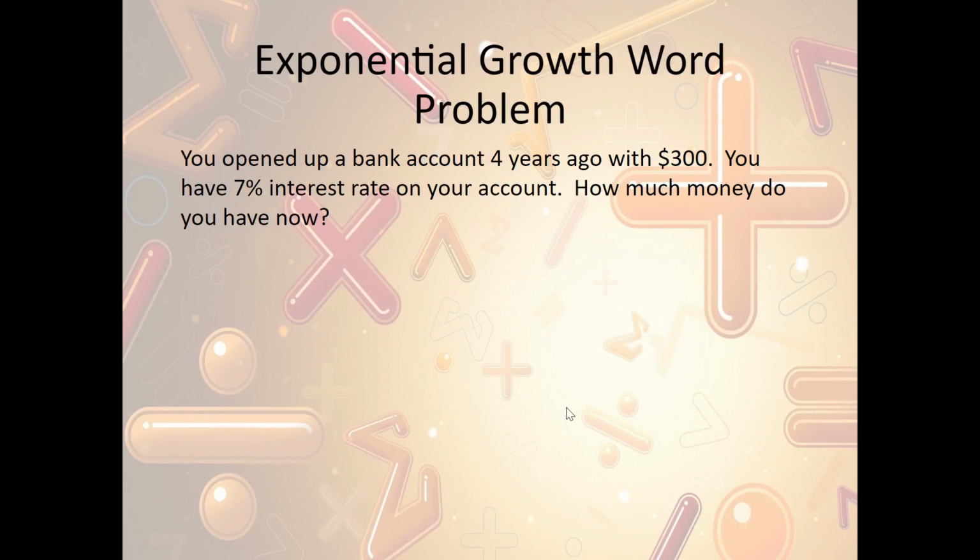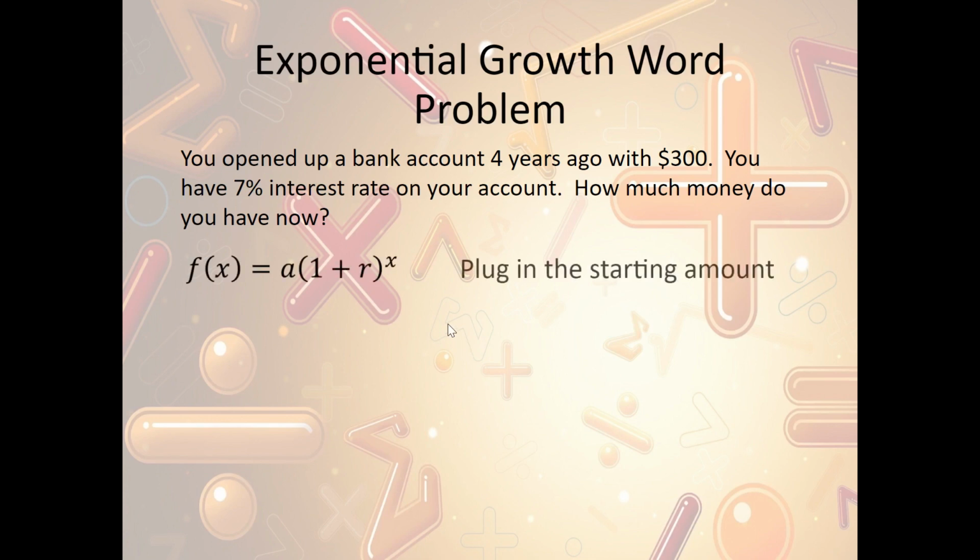Let's look at another example. So it says we opened up a bank account 4 years ago with $300. You have a 7% interest rate on your account. How much money do you have now? So again, we're going to start with our exponential growth formula. So we're going to plug in the starting amount. Our starting amount was $300. So we plug that in for A.